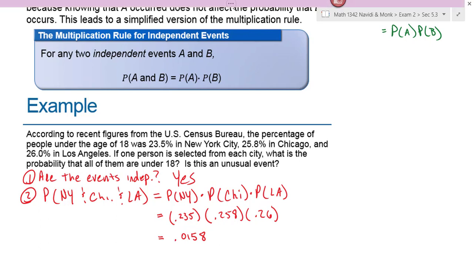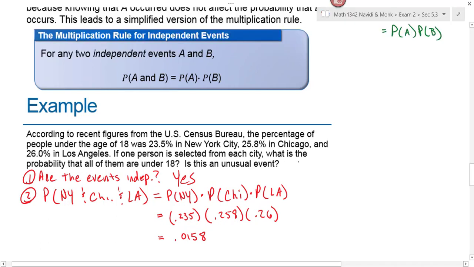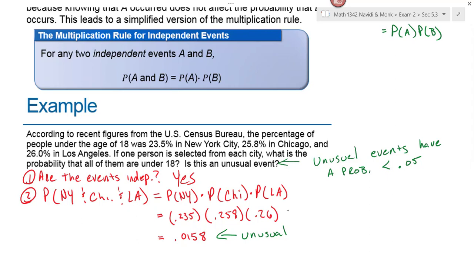Okay. The next thing we were asked is, is this an unusual event? Do you remember how we determined if something is unusual or not? I'll tell you. Unusual events have a probability less than 0.05. So is this an unusual event? We have 0.0158. That's definitely less than 0.05. 0.05 is an arbitrary cutoff point that we've just accepted as a working hypothesis here, and it's pretty universally accepted across all the different textbooks that I've been exposed to.